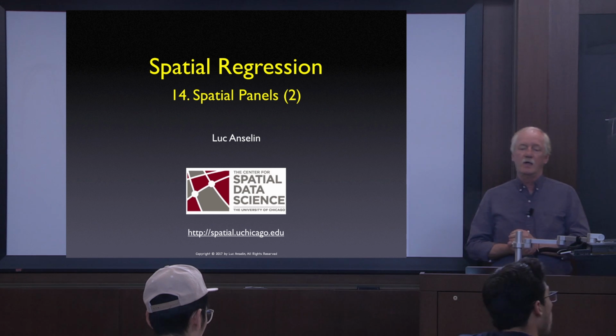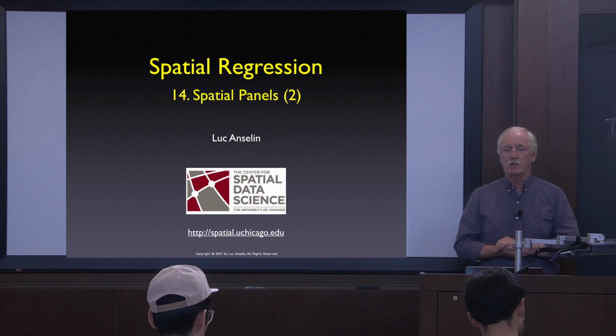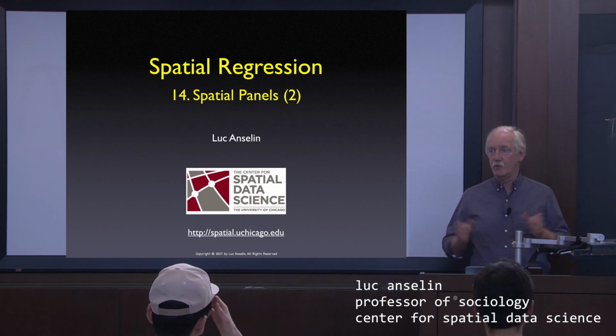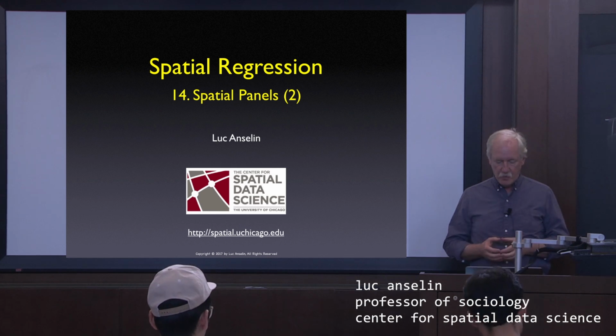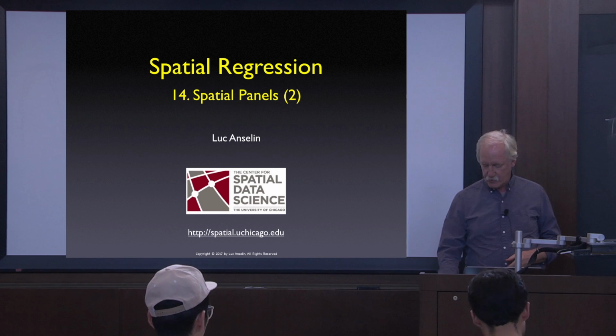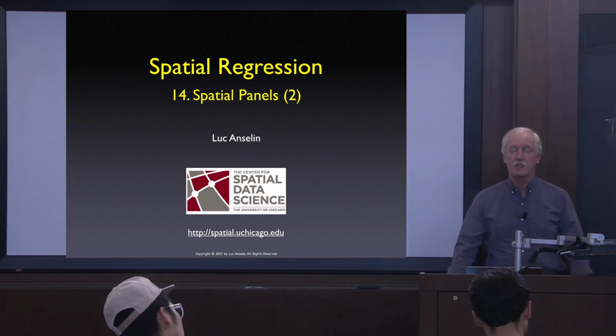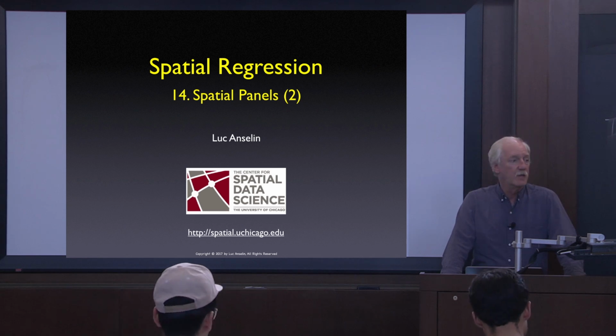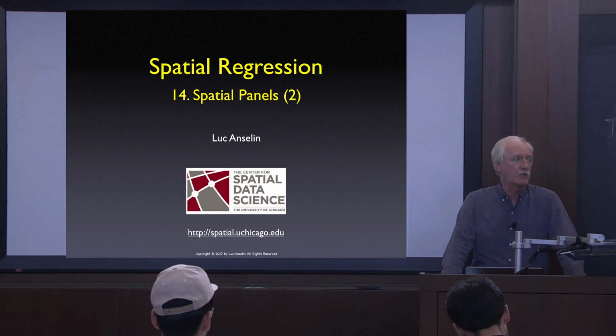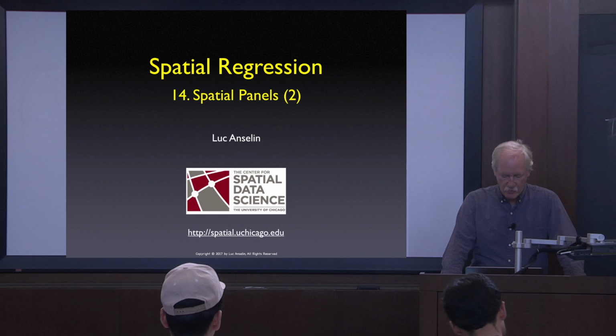So this is the second one in a series of 3 discussions of spatial panels. I could have a whole course devoted to spatial panels. And as I mentioned in the first lecture, because we're constrained in time, we're going to limit ourselves to so-called static panels. So these are panels that focus on the cross-sectional dimension and don't bring in time-lagged explanatory variables of one kind or another.